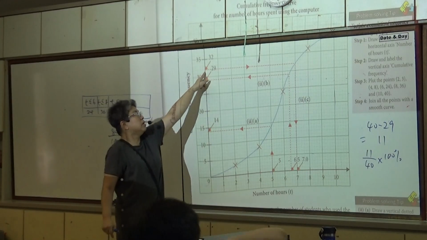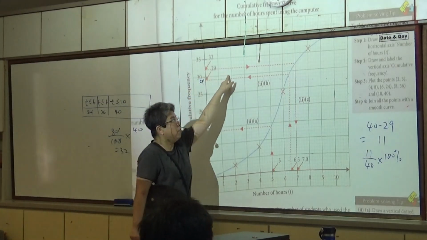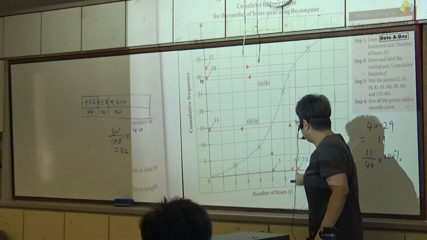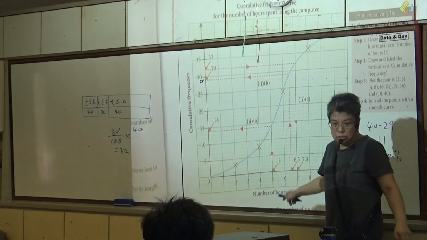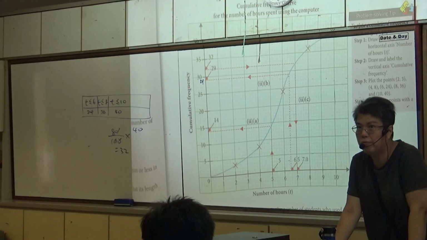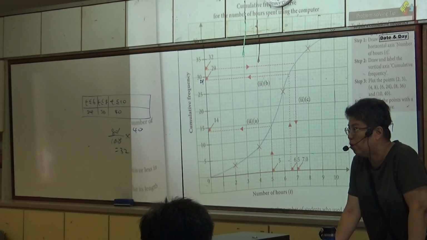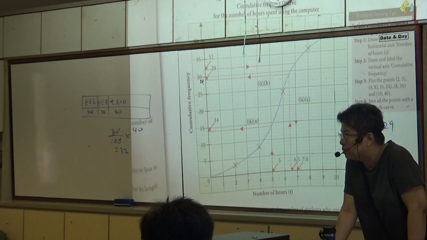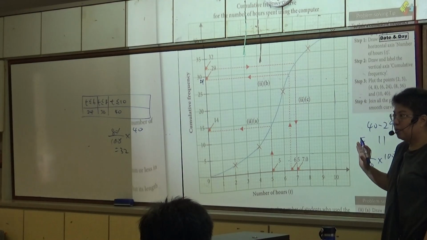Now all of you look. Can you see 32 is here? You move, come here. What's the answer here? 7 hours. So 80% of the students use 7 hours or less, or at most 7 hours. Are you clear? Alright, now I can use another way to ask this question.